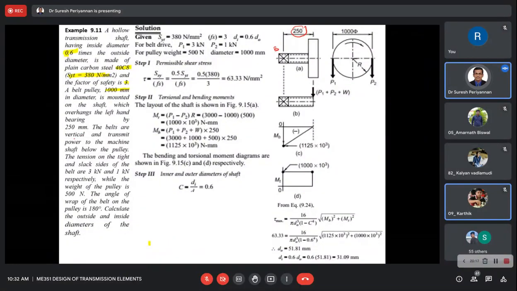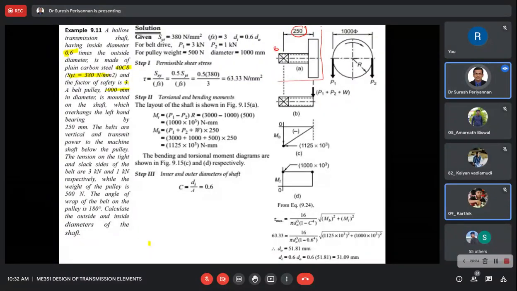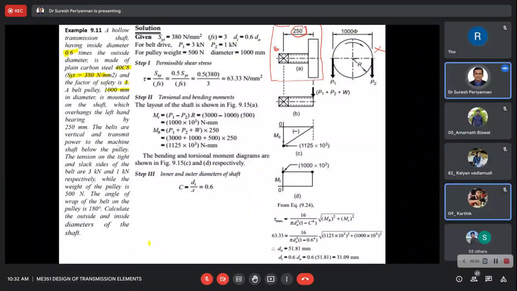Now the belt is vertical. Here they clearly told, only in the design problem, you are going to get this problem and this diagram only. The belt pulley is vertical and transmits the power to the machine shaft below the pulley. The tensions on the tight side and slack side are given: P1 is 3 kilonewton and P2 is 1 kilonewton, while the weight of the pulley is 500 Newton.